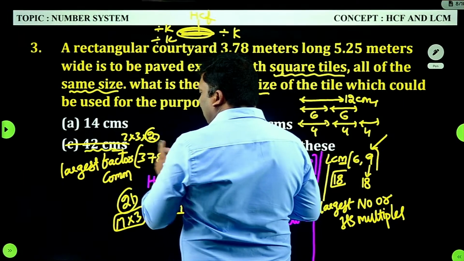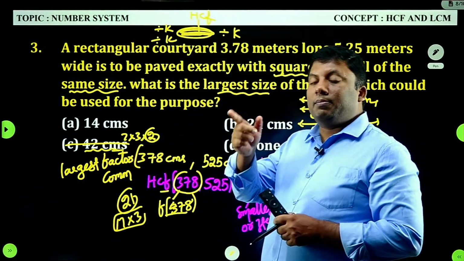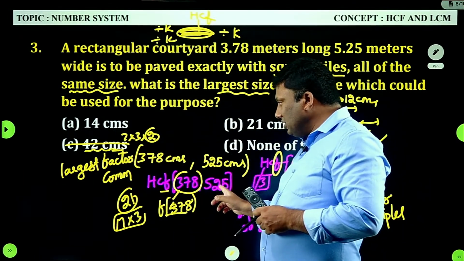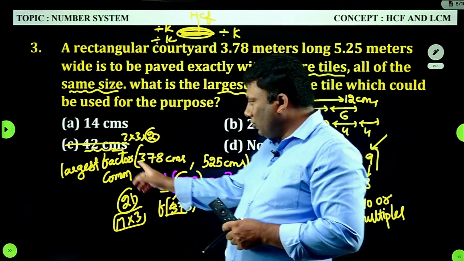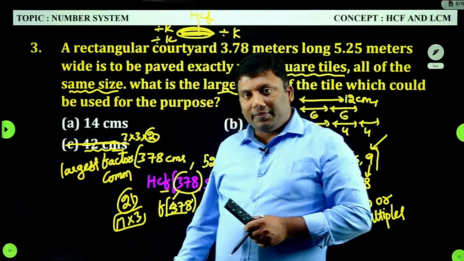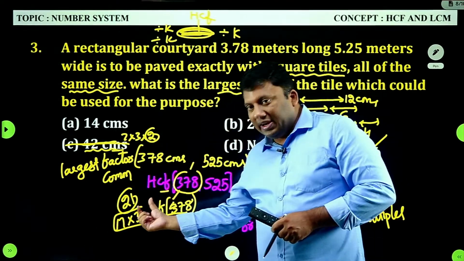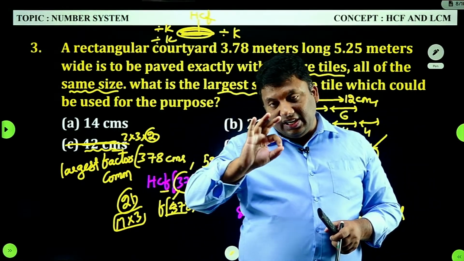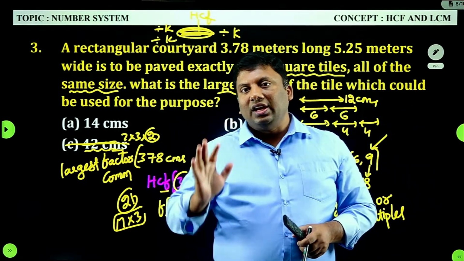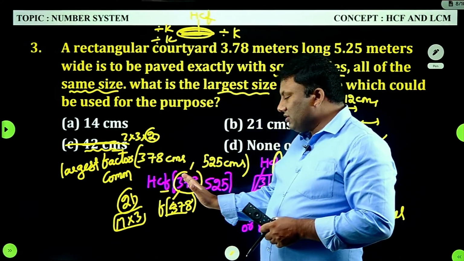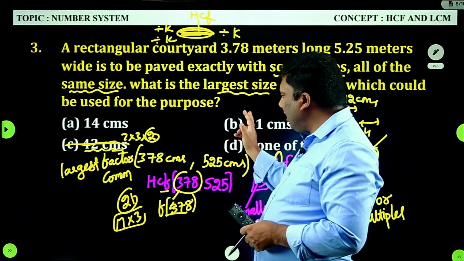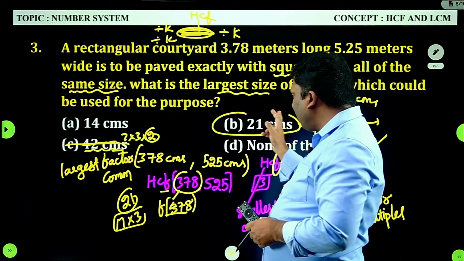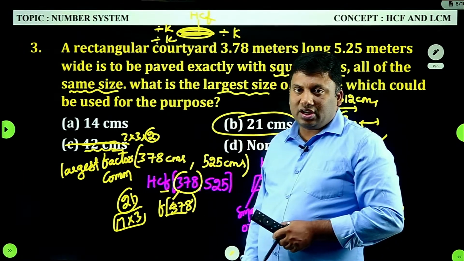The answer is divisible by 2, so both input numbers should be divisible by 2. 525 is not divisible by 2, so 42 is eliminated. Next, 21, which is 7 into 3. The answer is divisible by 21, which means it is divisible by 7 and 3. All the input numbers are divisible by 7 and 3. Therefore, the answer for this question is 21.